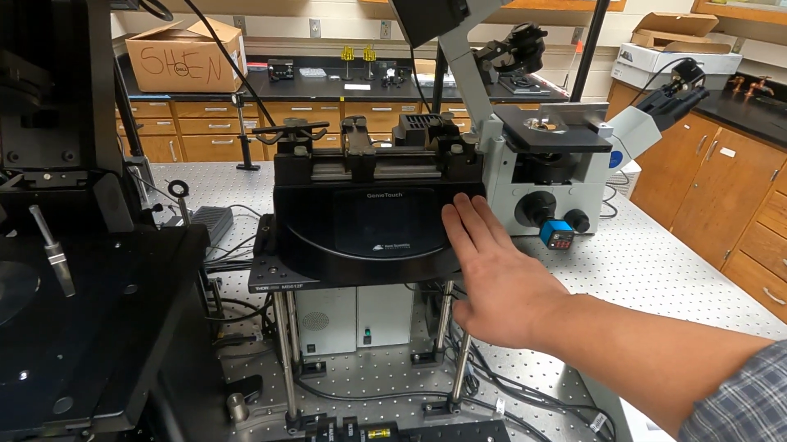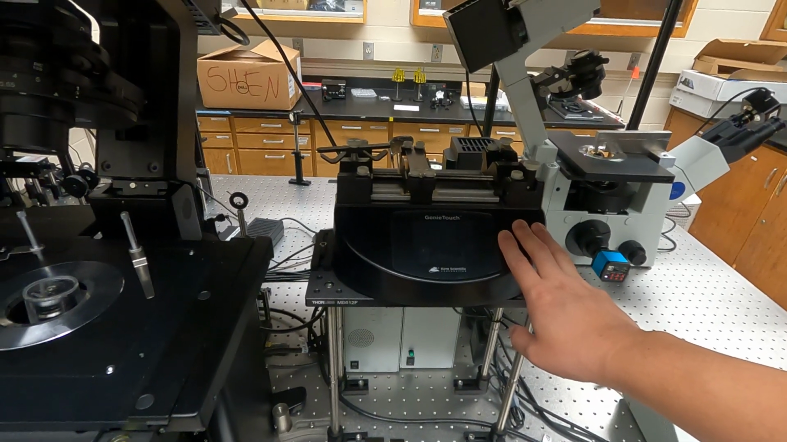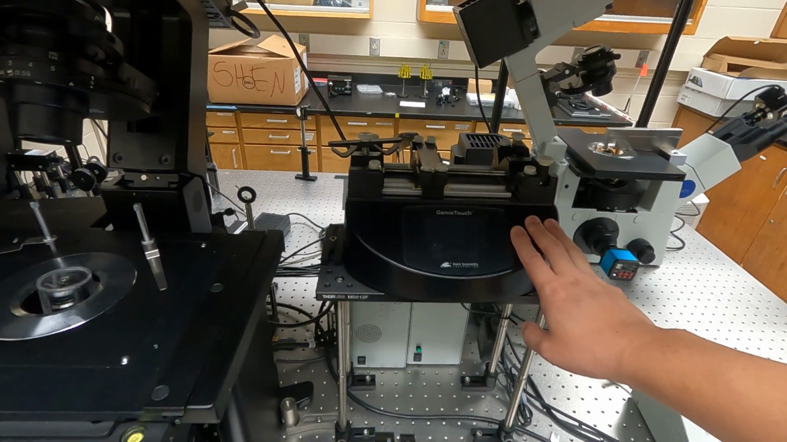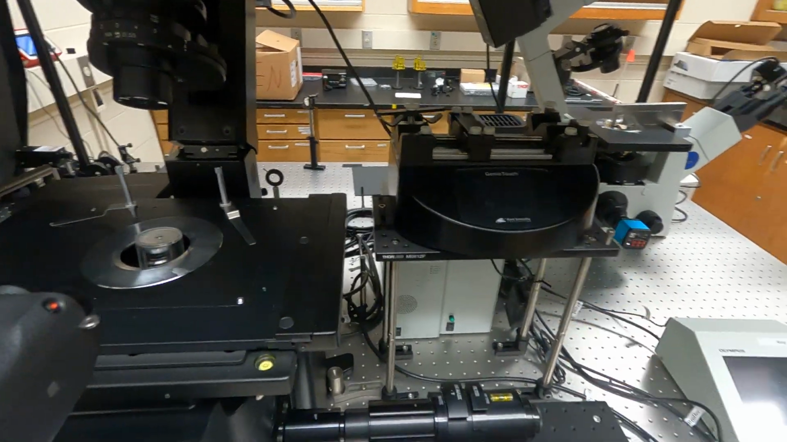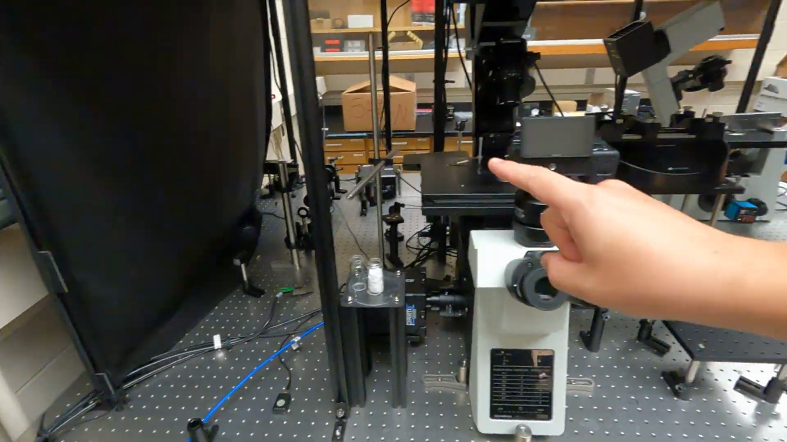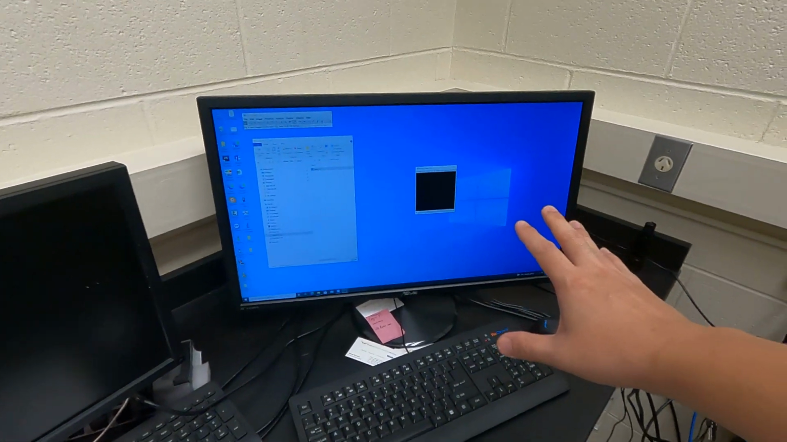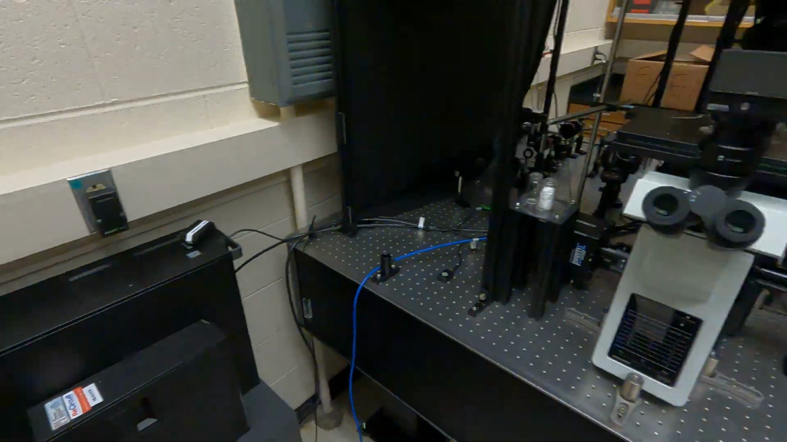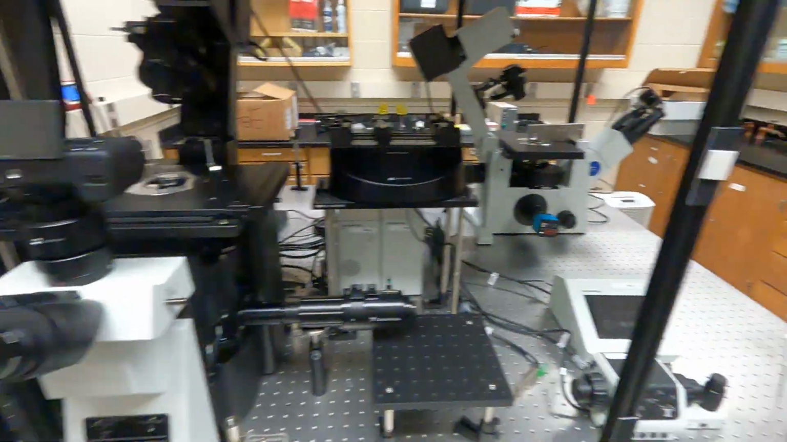If you want to do single molecule catalysis, then this pump is also required to continuously supply the reactant into the flow chamber. So in this video we will cover the operation of the laser unit, the microscope body, the pump, as well as the computer software that controls the microscope body. Let's first start with the laser unit.